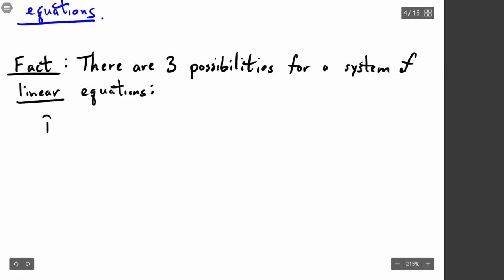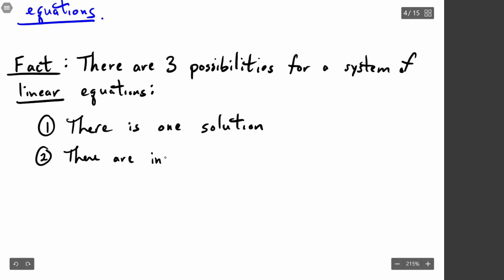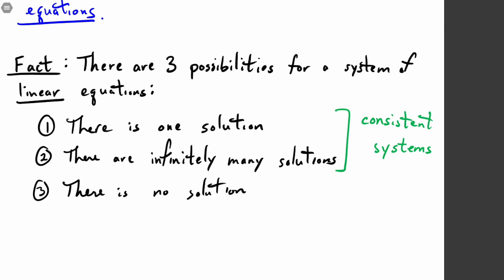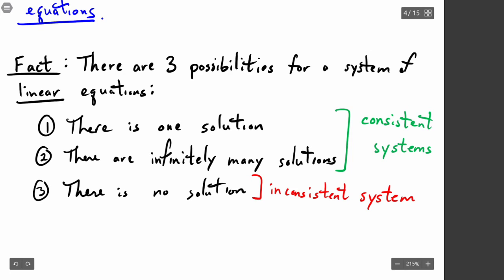Only one of these will be true. So one, there is one solution. Two, there are infinitely many solutions. And three, there is no solution. Those are the possibilities. If there is a solution, as in the first two, this is what we call a consistent system. A system of equations is called consistent if there's a solution to it. If there's no solution, this is what we call an inconsistent system. Hopefully that makes sense.